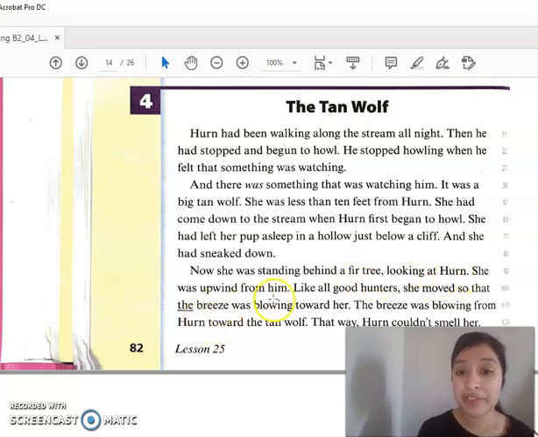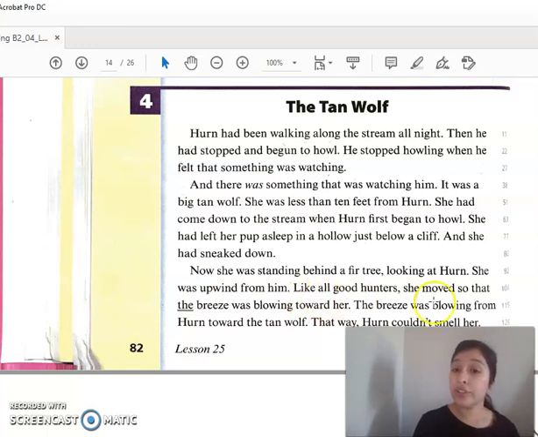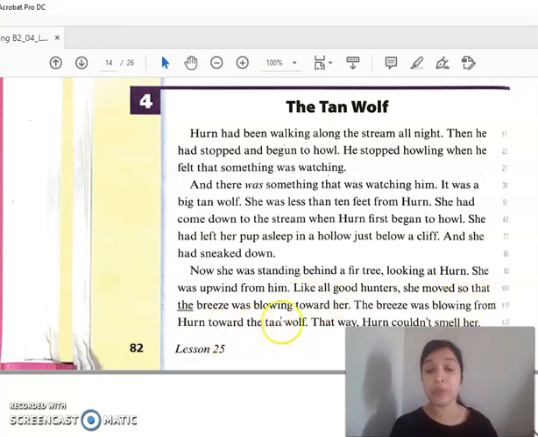She was upwind from him. Like all good hunters, she moved so that the breeze was blowing toward her. The breeze was blowing from Hearn toward the tan wolf. That way Hearn couldn't smell her. So who was watching Hearn?